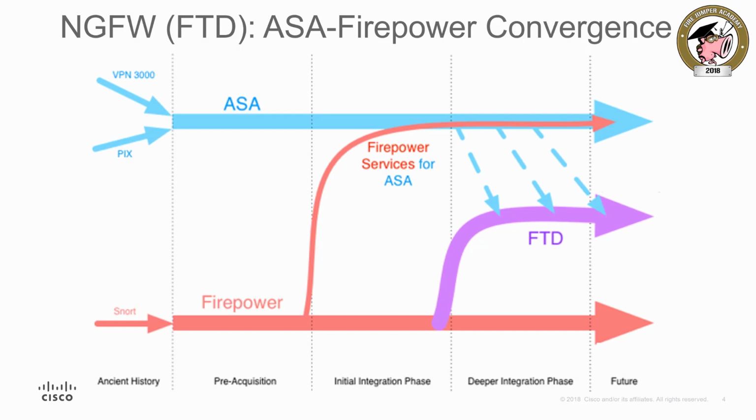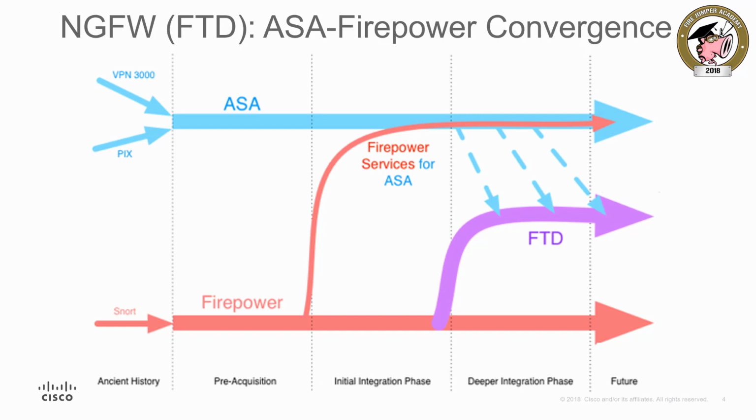In terms of the Firepower Threat Defense capabilities today, this is really based around a lot of work and capability around ASA and Firepower convergence. As you can see here in the diagram, the ASA is based around a lot of stateful inspection technology, PIX firewalling, and VPN 3000, which was also hugely part of the ASA platform and offering. So this was also combined with the Snort and the Firepower capabilities that we ran through in the previous slide.